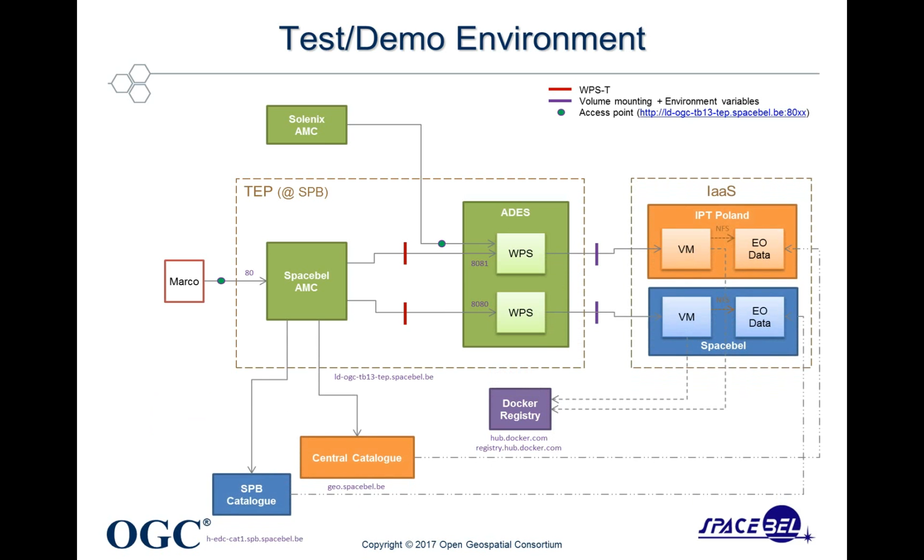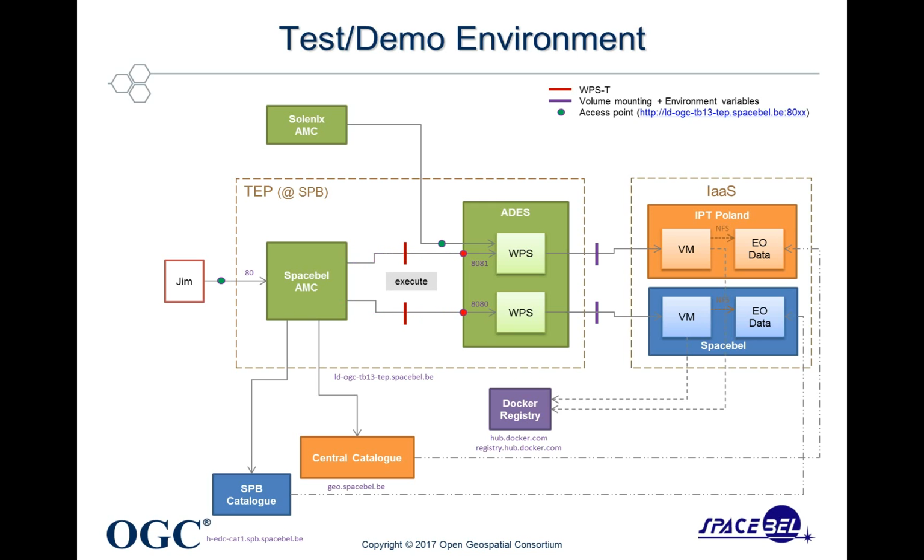We will consider now the execution of the process on Spacebel or IPT Poland infrastructure. Jim is responsible to test the execution of the deployed application. He needs to display the application management client in order to fill the execution form of the selected application. Jim is able to search for products on remote catalogs, and he selects the product of interest as input.